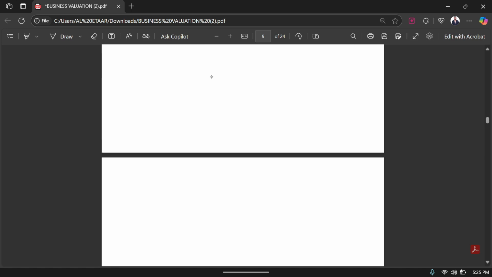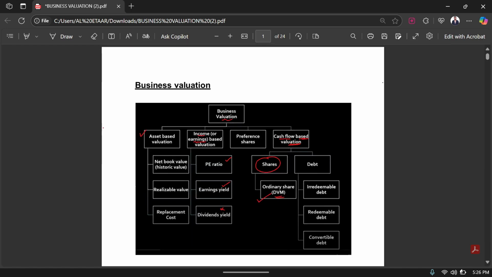So if I go back to the business valuation summary, you can see that we have covered the asset based valuation, the income or earnings based valuation, the preference share based valuation, and then the cash flow based valuation, in which we covered the dividend valuation method. And for debt, we covered the irredeemable debt, the redeemable debt, and the convertible debt, right? So everything is covered, everything is done. And I hope that this video was also helpful for you. So in total, we have two videos in which we have covered this entire chapter.